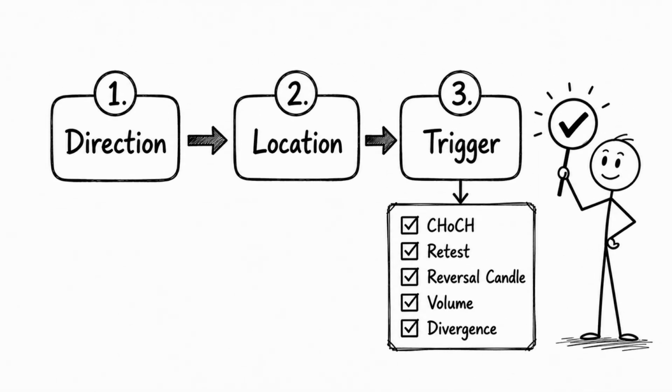Layer 3, trigger. Now wait, don't predict. Wait for price to show you something. Maybe it's a CHoCH, a breakout and retest, a candlestick reversal, a volume reaction, momentum confirmation, divergence. Now you have direction, location, trigger, and that is the framework.